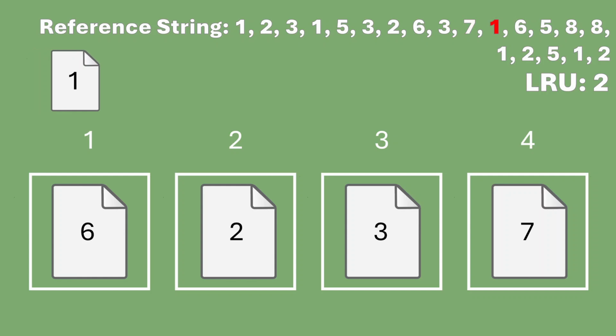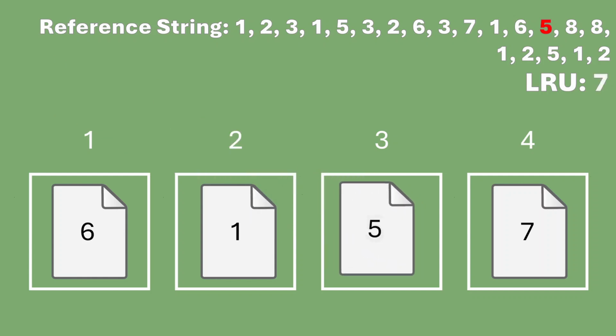Page 1 is requested. A page fault occurs and page 1 swaps with the LRU page 2. LRU is updated to 6. Page 6 is requested. It is accessed from frame 1 and the LRU is updated to 3. Page 5 is requested. A page fault occurs and page 5 is swapped with page 3. LRU is updated to 7.